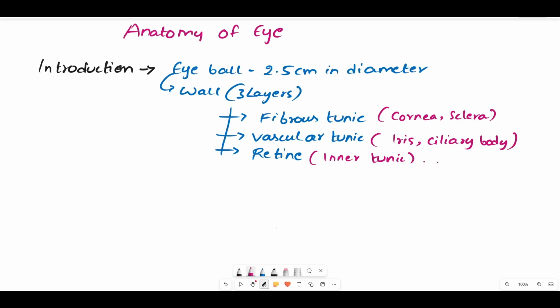Before knowing the structure of the eye, we need to know some important points about it. For an adult, the eyeball will be 2.5 centimeters in diameter, and the eyeball wall has three main layers. They are the fibrous tunic, the vascular tunic, and the retina. The fibrous tunic includes the cornea and sclera. The vascular tunic has the iris and ciliary body, and the retina is also called the inner tunic. So these are the three main layers. Now let's get into the structure in detail.